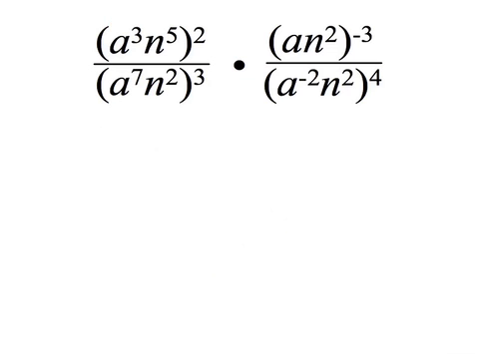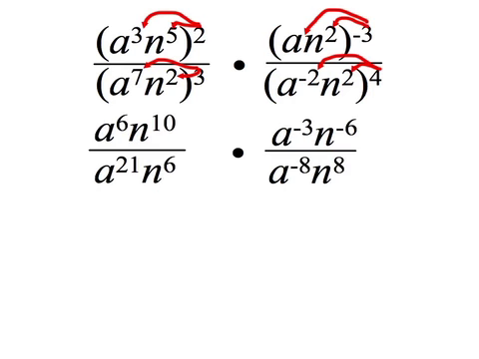And let's do one more complicated expression. We're going to start by doing the product of a power in all the numerators and denominators of these 2 fractions, giving us a to the 6th n to the 10th in the numerator of the first fraction, a to the 21st n to the 6th in the denominator of the first fraction.